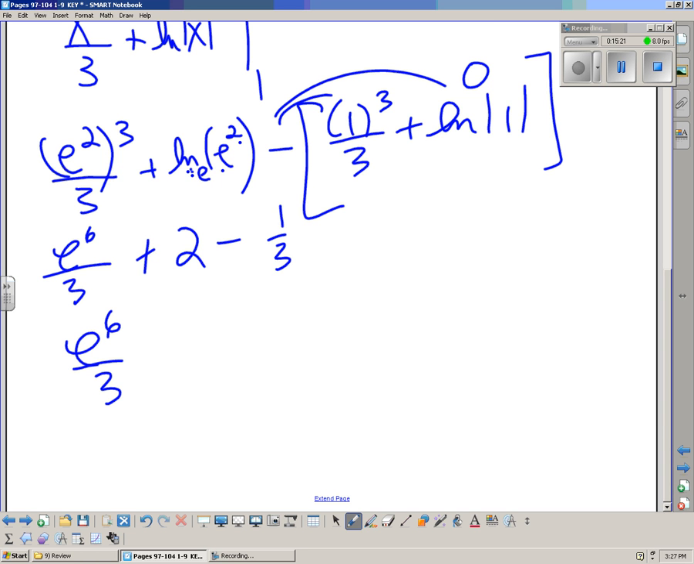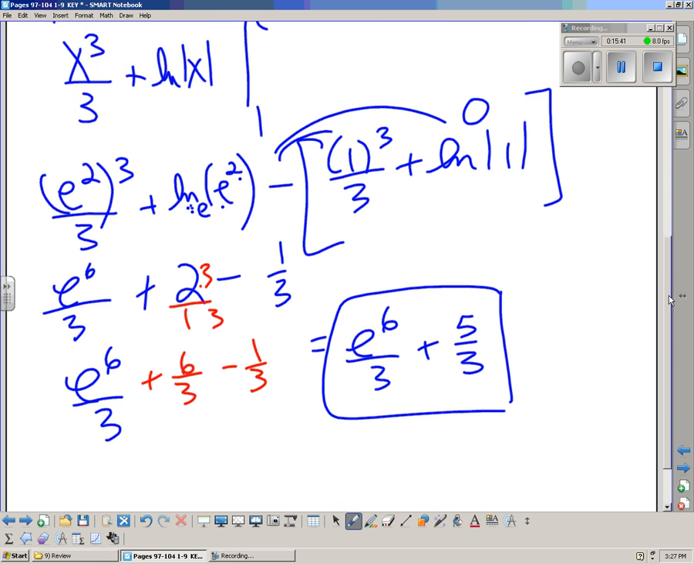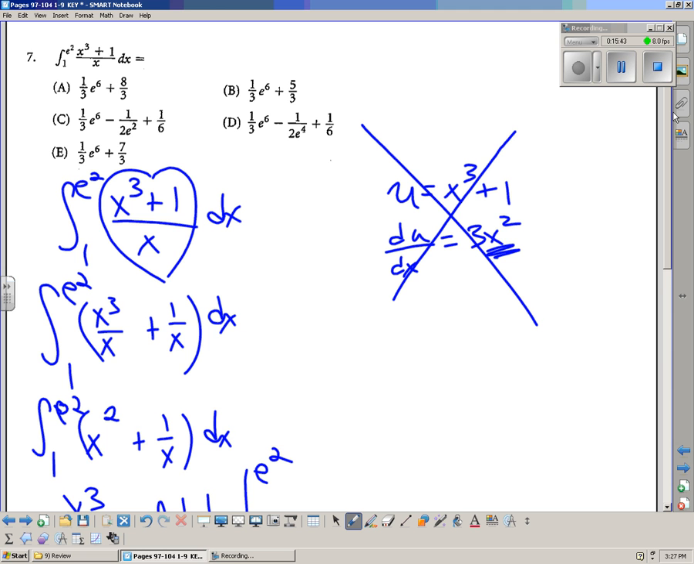So I have e to the 6 over 3. If I make common denominators with the numbers, if I have 2 over 1, I'll multiply by 3 over 3. I'll have 6 over 3 minus 1 over 3, which is 5 over 3. So altogether, we'll have e to the 6 over 3 plus 5 over 3. Choice B, they just wrote it as 1/3.